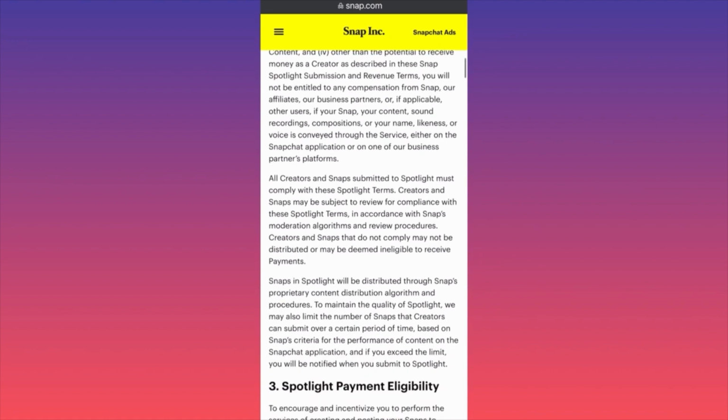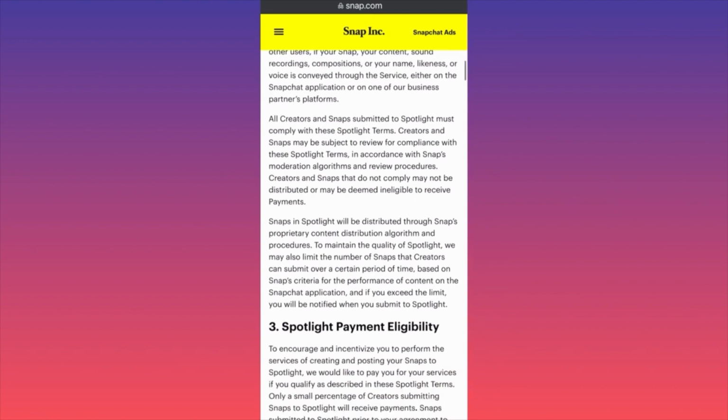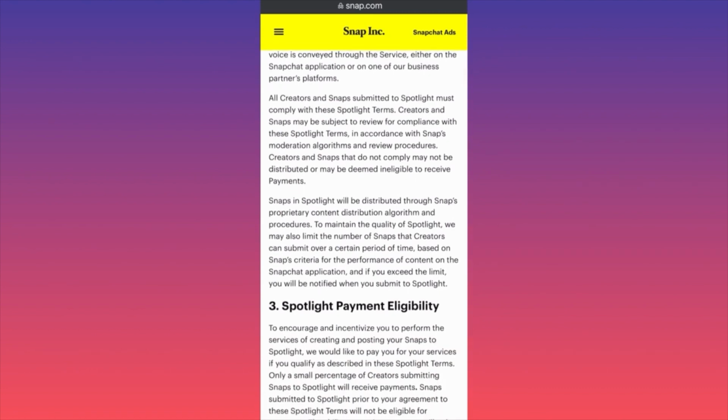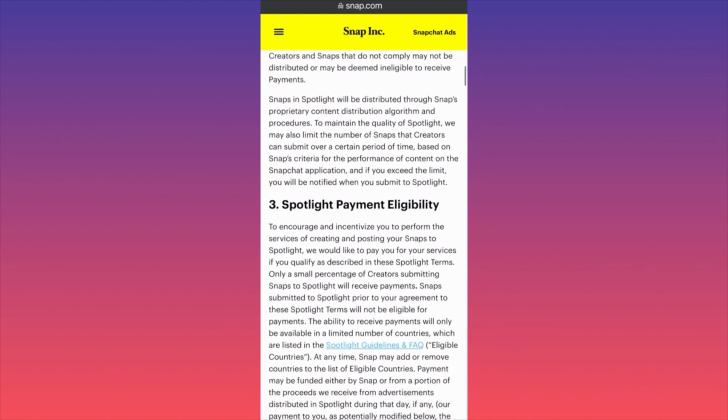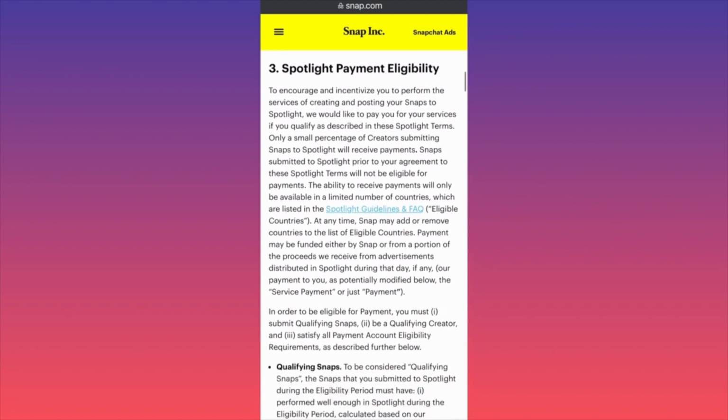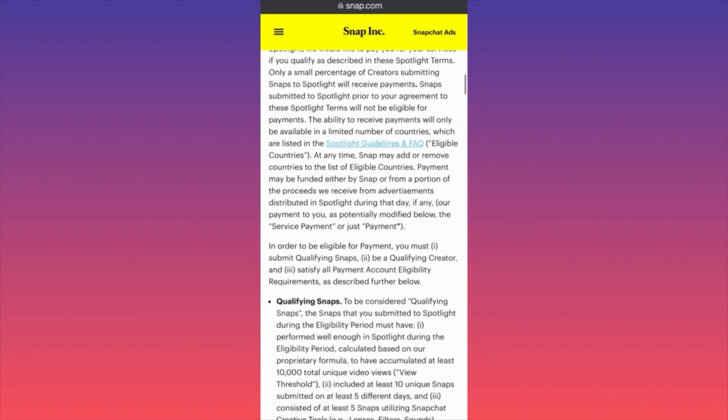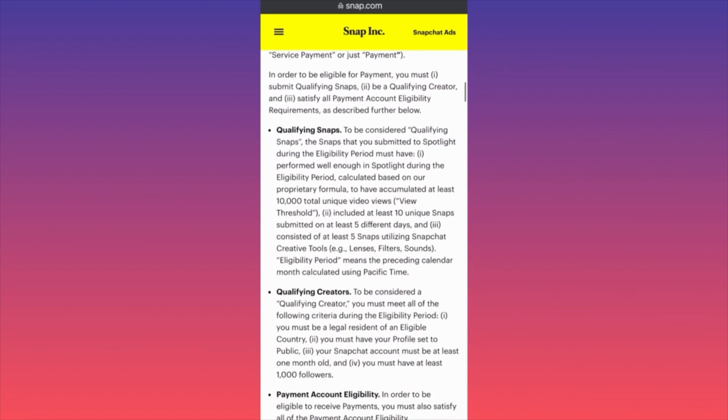Okay, all creators and snaps submitted to Spotlight must comply with the Spotlight terms. Creators who did not comply, according to Snap moderator algorithms, may not be distributed and deemed ineligible for payments. Spotlight payments eligibility. Pay very close attention over here, guys. First of all, in order to be eligible for payments, you must submit qualifying snaps, be a qualifying creator, and satisfy all payment account eligibility described below.